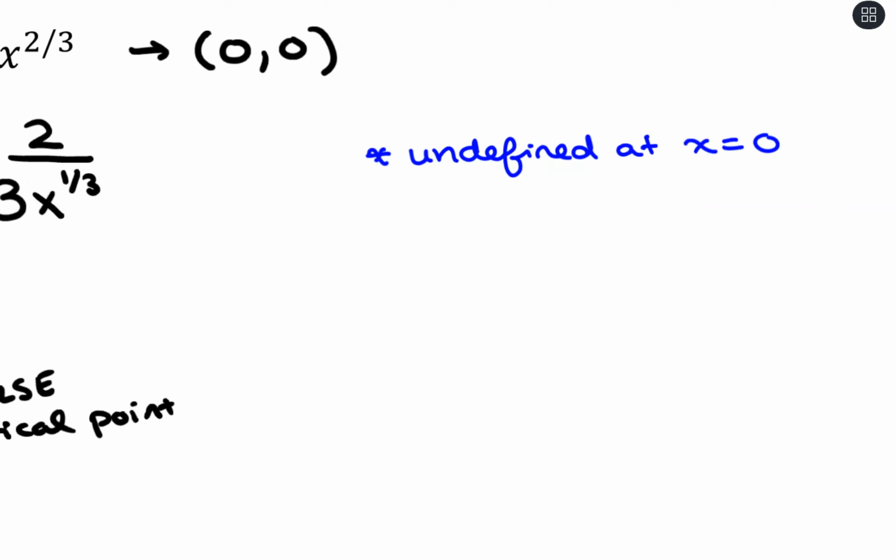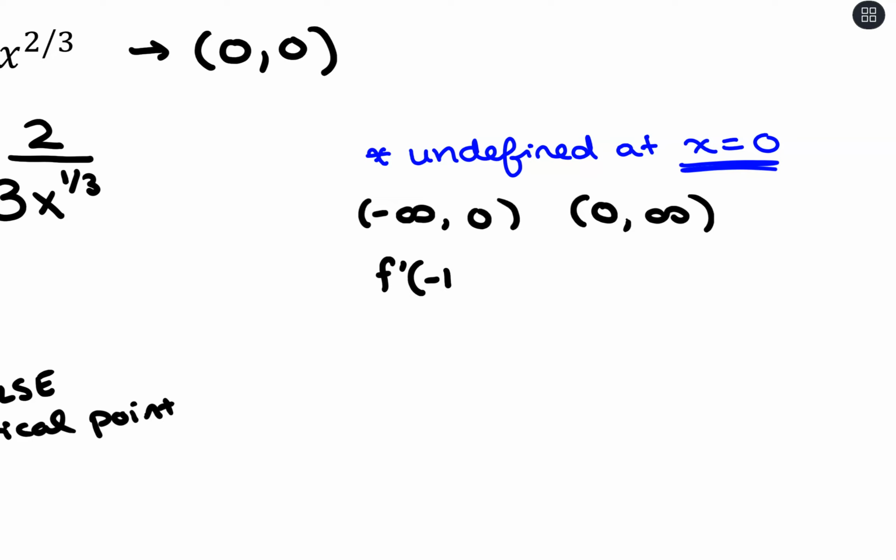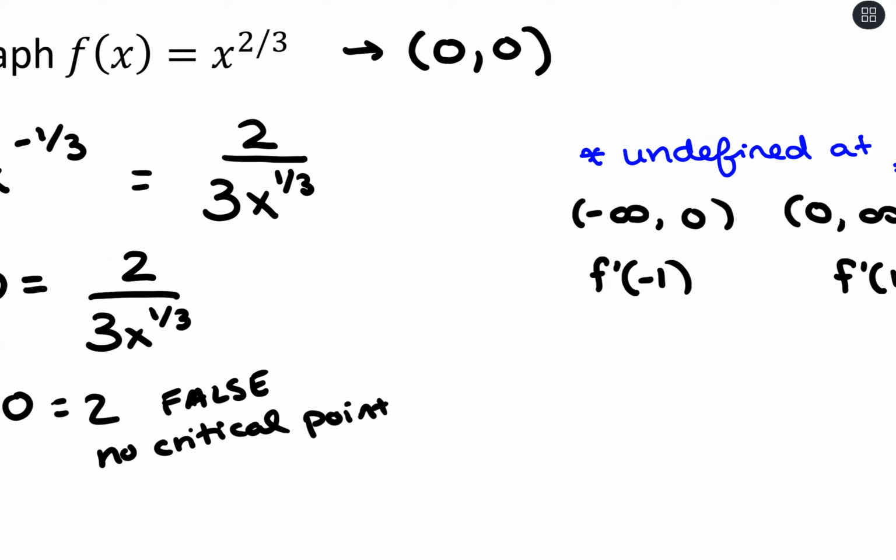So what we're going to do, for our increasing decreasing table, is use this as a changing point. That will also be included with our tables where we have our critical points, but we also include any spots where our first derivative is undefined. So I'm going to go negative infinity to 0, and then 0 to infinity. I'm going to evaluate the first derivative at a negative 1 and at a positive 1.